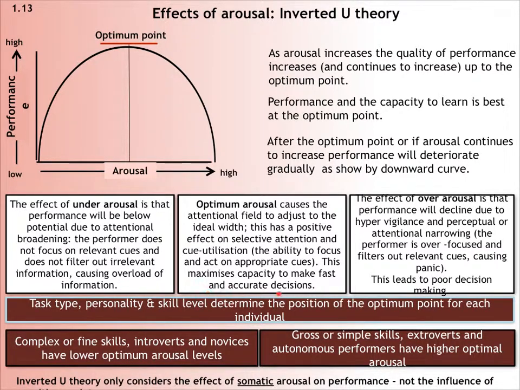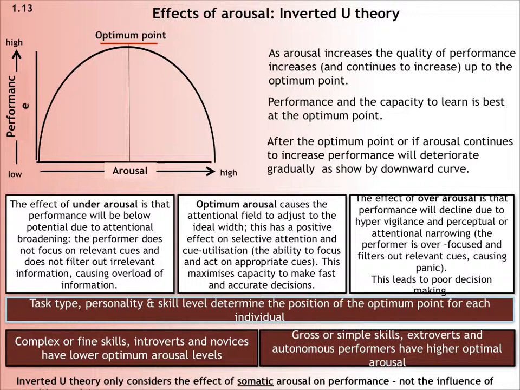Now, if we go down here to the brown boxes, the task type, personality and skill level determine the position of the optimum point for each individual. So this might be, okay, for player X, but then if we went over here, if that was another individual, it would be very different for each person. That's why sports psychology is so interesting. It's trying to work out who would benefit from maybe this model, where arousal's in the middle. It could change. I know for a fact when I'm playing rugby, I perform better. My optimum point would be a little bit further along, which would change the whole shape of the graph.